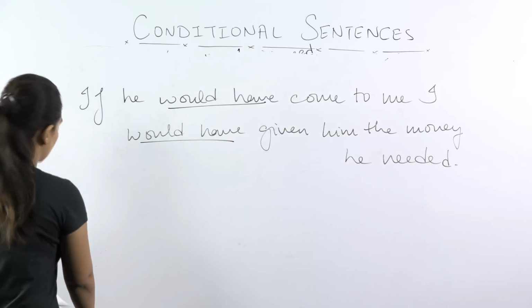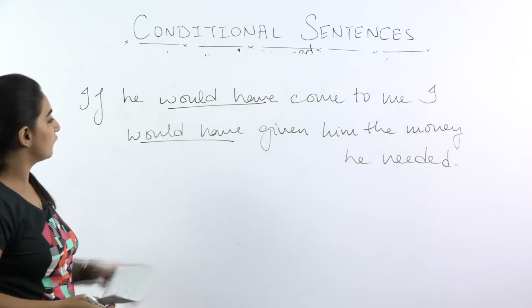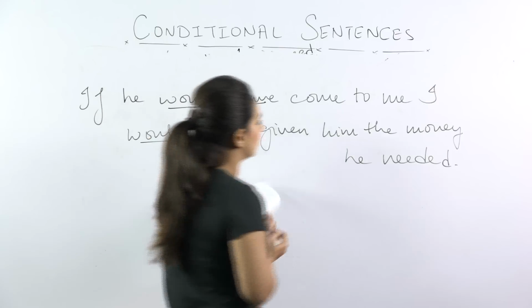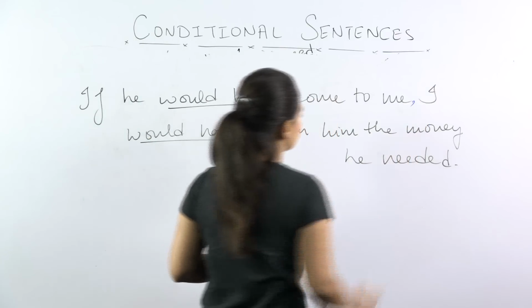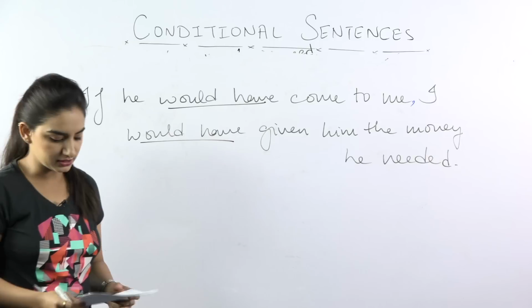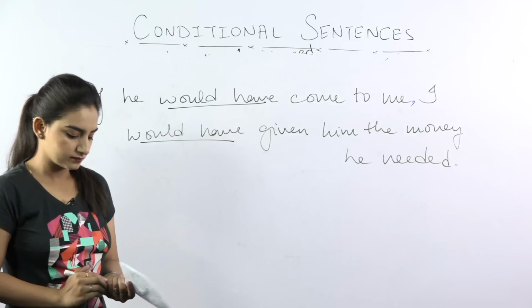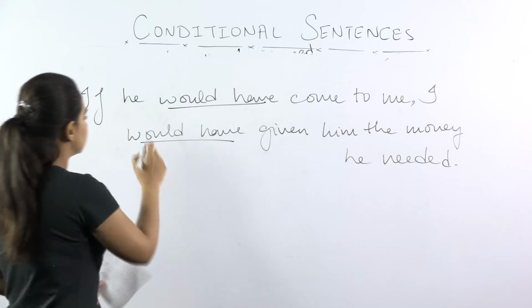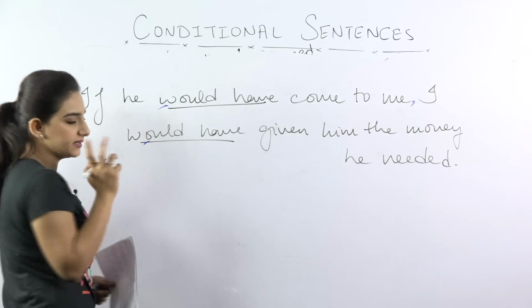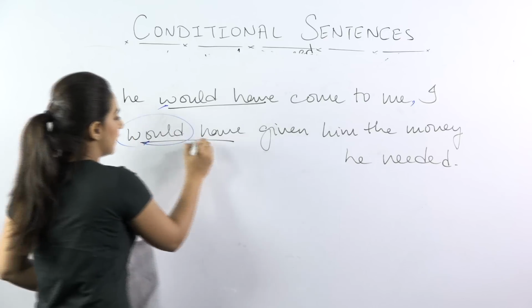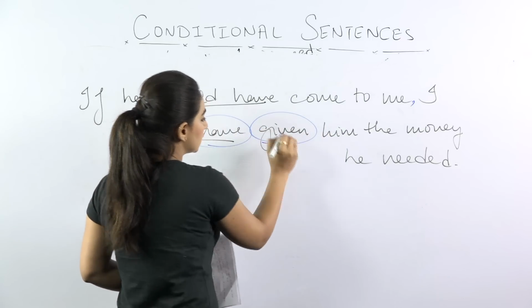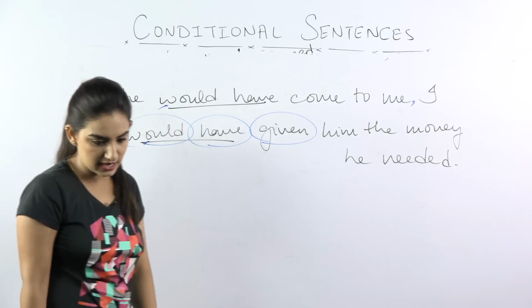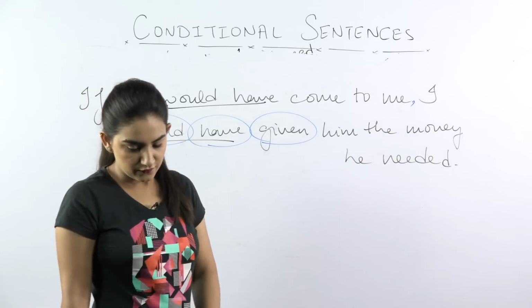यहाँ पर क्या होगा देन? If he would have come to me, I would have given him the money he needed. Quickly बताइए यहाँ पर क्या error है? Quickly. Now you can see we cannot use would have twice in a sentence. Would is given, have is given, verb's third form is given. Now tell me what should be placed in the sentence. Had come to me. If he had come to me.